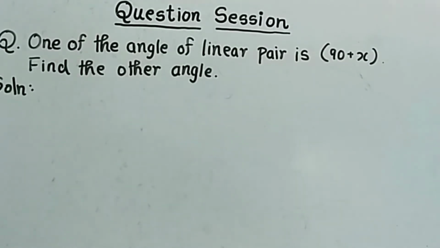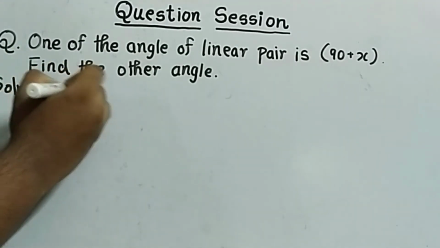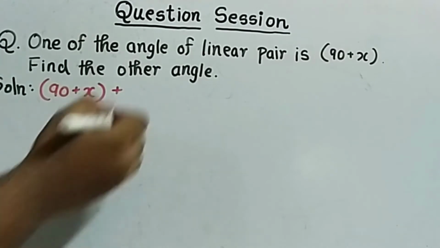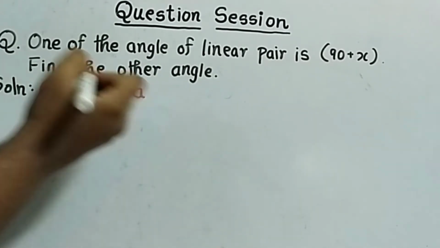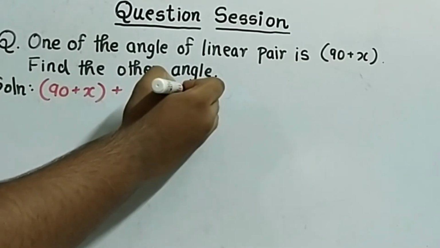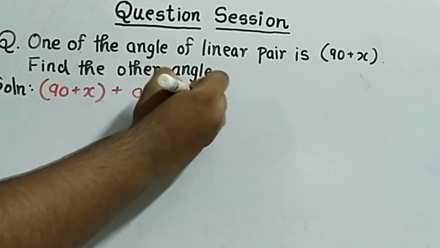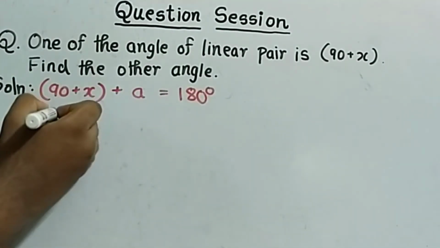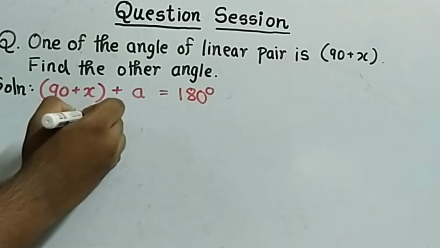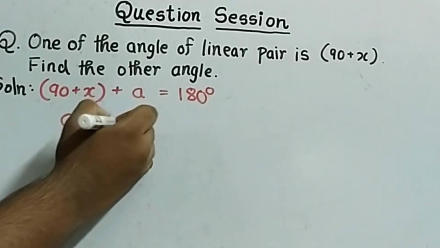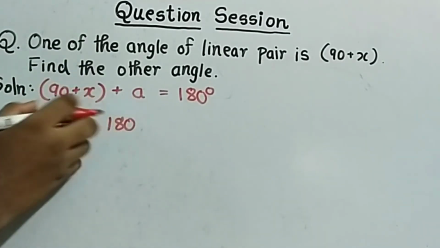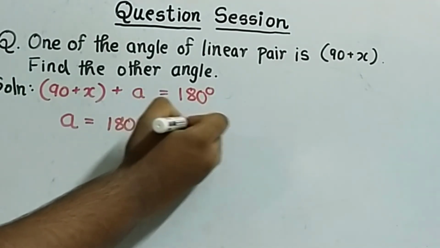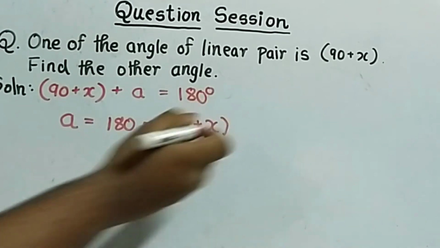So here one of our angles is 90 plus x, and we have to find the other angle. Here x is already used, so we will use another symbol, a, for the angle. The total is 180 degrees, so we will directly use an arithmetic equation and subtract. So a equals 180 degrees, and this 90 plus x goes on this side, so it becomes subtraction, 90 plus x.